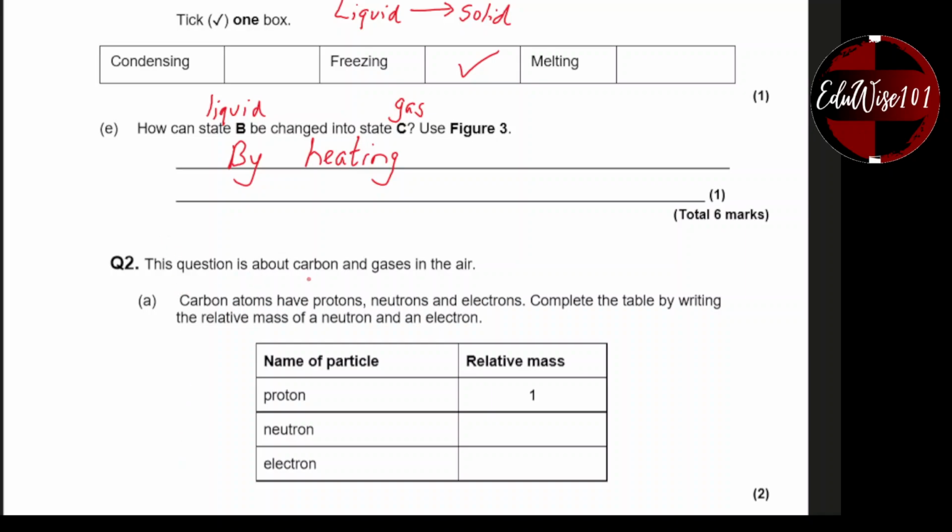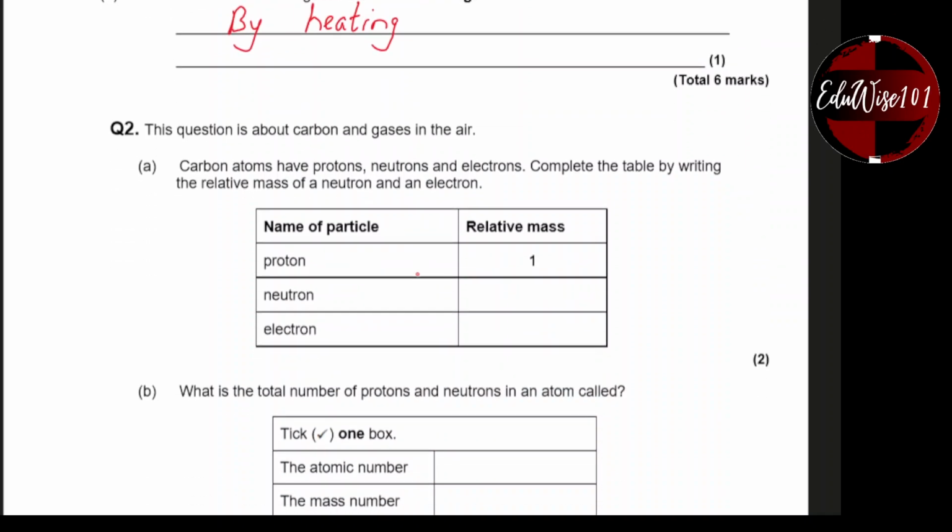This question is about carbon and gases in the air. Carbon atoms have protons, neutrons, and electrons. Complete the table by writing the relative mass of a neutron and an electron. Now, in the table, they've already said the proton has a mass of 1. Neutrons also have a mass of 1. Electrons, you could say, have a mass of 0.